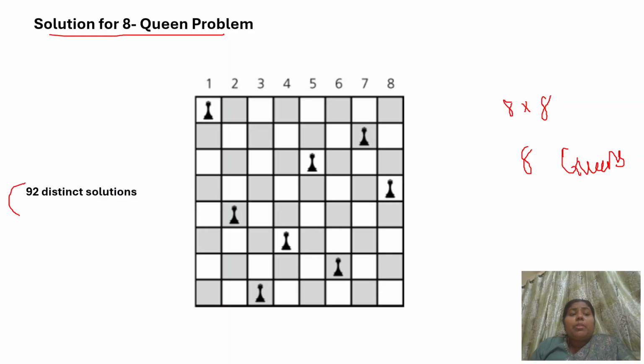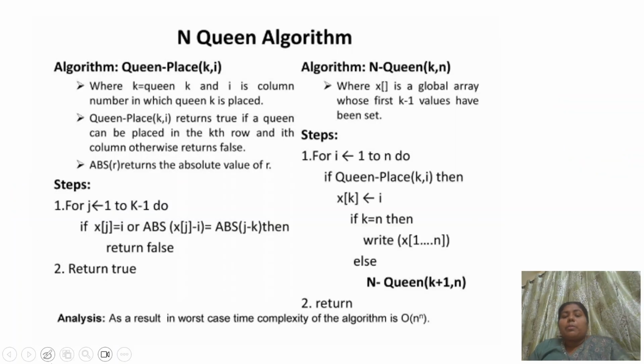Likewise, we can have 92 distinct solutions for the 8 queens problem. Not a single solution. We can have 92 distinct solutions. Among these, we can have 12 unique solutions. So that is nothing but the 8 queens problem.